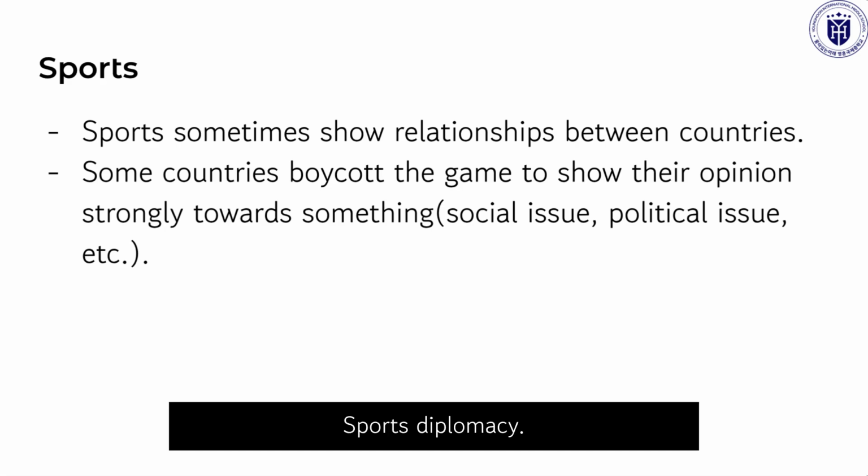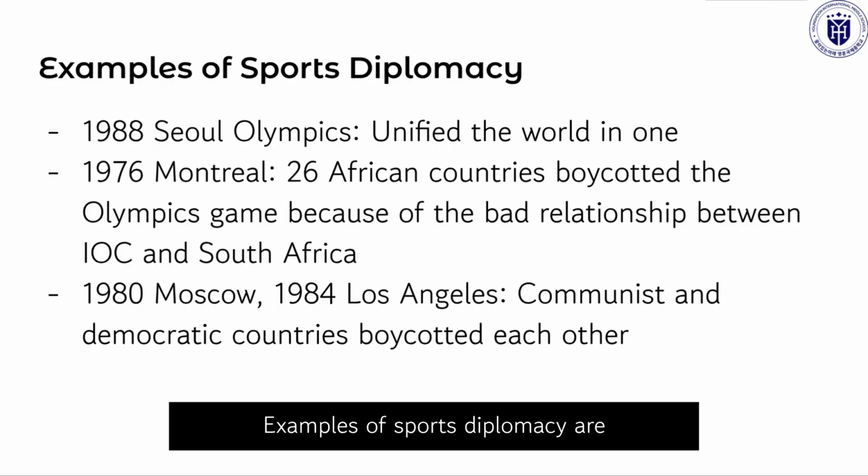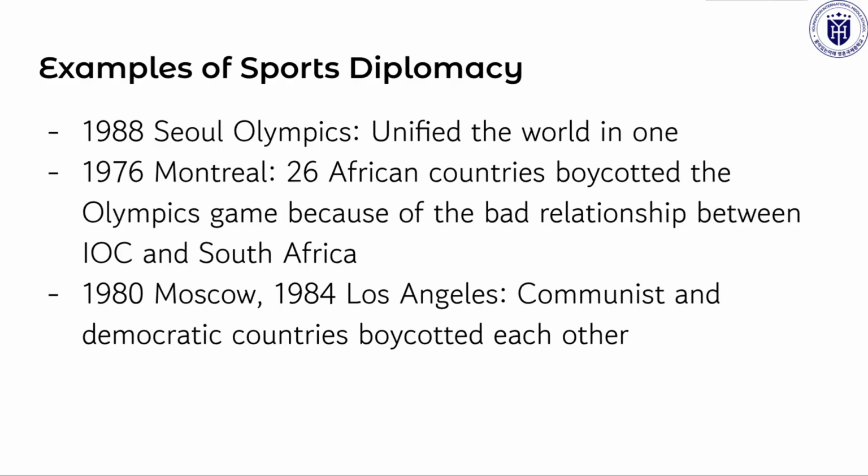Sports diplomacy. Sports sometimes show relationships between countries. Some countries boycott the games to show their opinion strongly towards something, like a social issue, a political issue, or things like that. Examples of sports diplomacy are the 1988 Seoul Olympics, 1976 Montreal, 1980 Moscow.